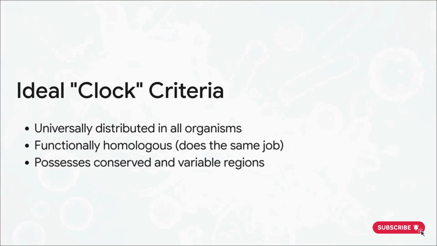But you can't just use any old gene for this. To be a reliable clock, it has to check a few really important boxes. First, every living thing has to have it. Second, it has to do the same job everywhere, so you're always comparing apples to apples. And finally, it needs parts that change really slowly over eons, but also parts that change a little faster so you can tell close cousins apart.